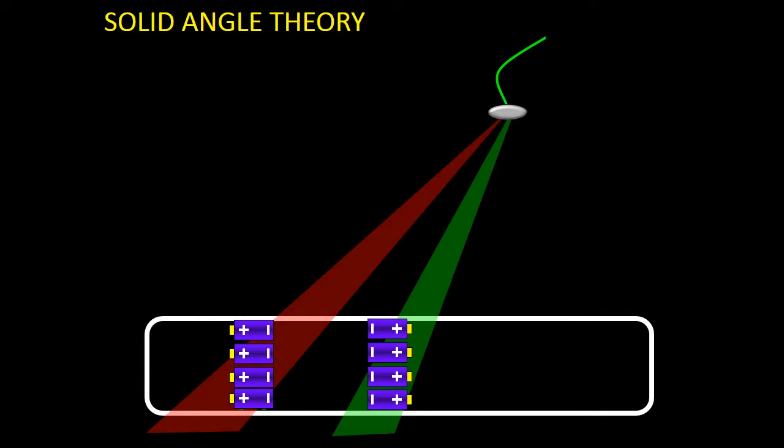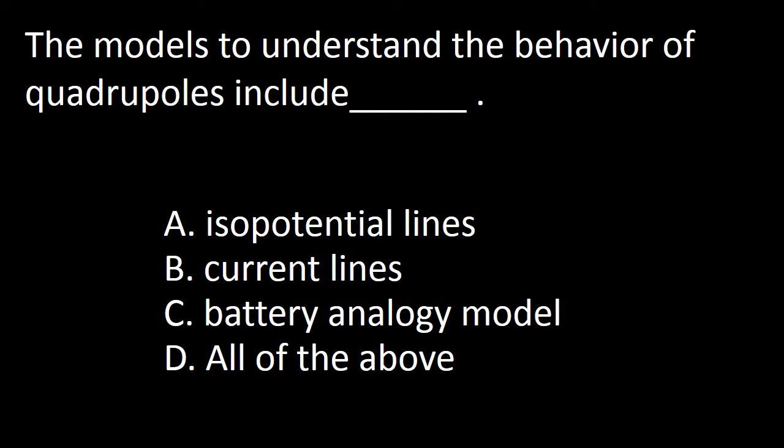In any case, such an occurrence can be depicted as two sets of batteries shown in this picture, which can be further reduced to two negative fields facing each other, here represented in red, flanked by two positive fields looking away from each other, here represented in blue. So the answer to this question is D, all of the above.